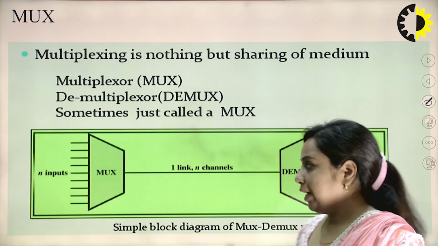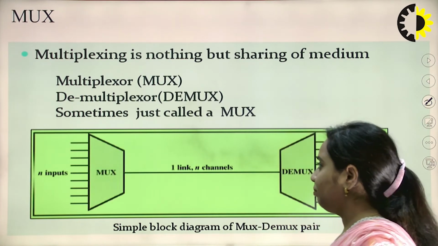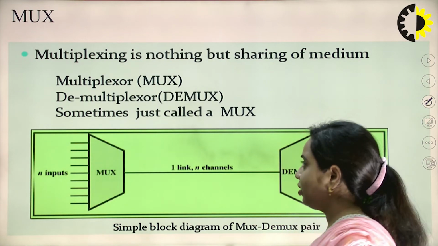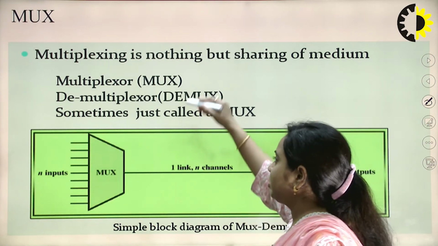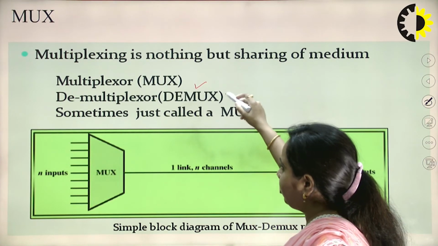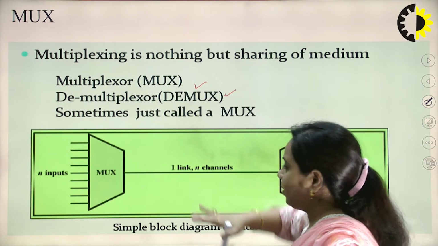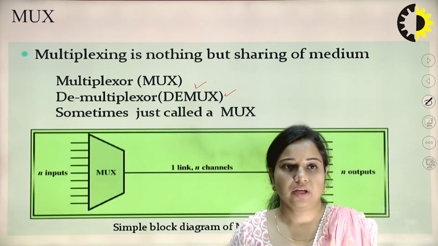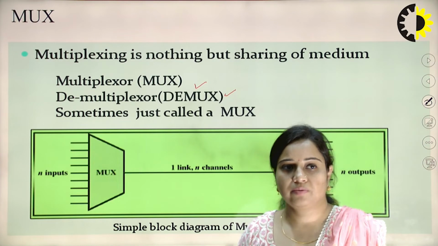Now, this is the diagram, the basic notation of the mux. In short, multiplexing is known as mux. It is nothing but sharing of medium. So, at the transmitter we have to use a multiplexer, at the receiver we have to use a demultiplexer, that is the opposite part of mux, like modulation and demodulation. Sometimes it is just called mux or demux.